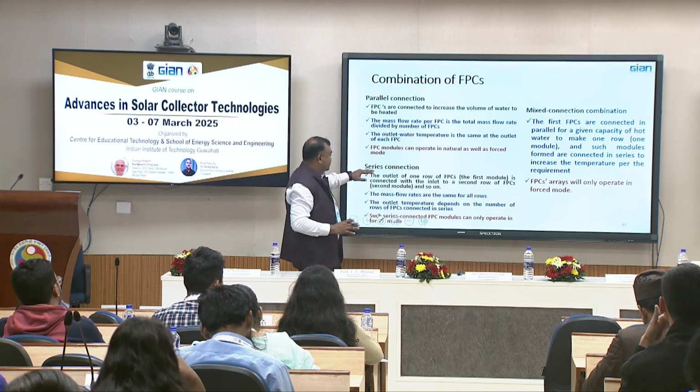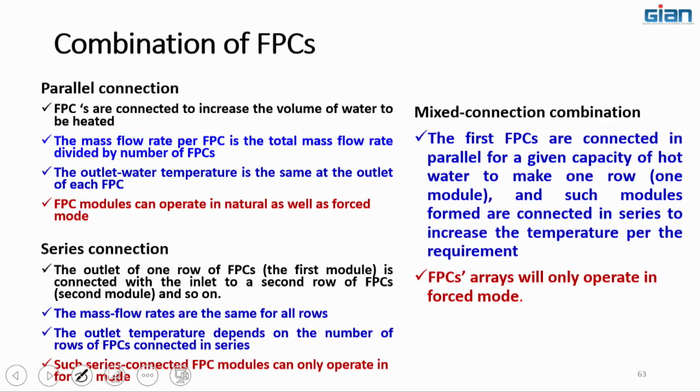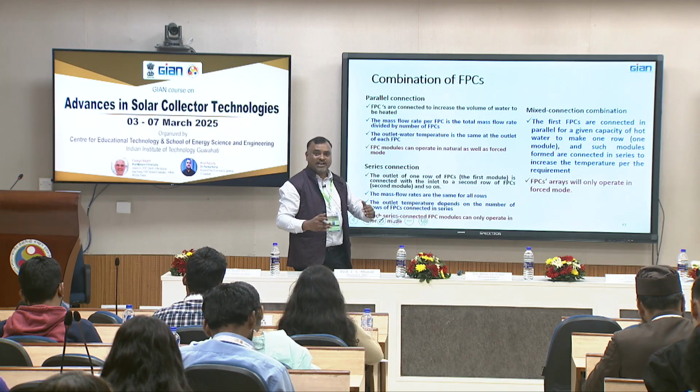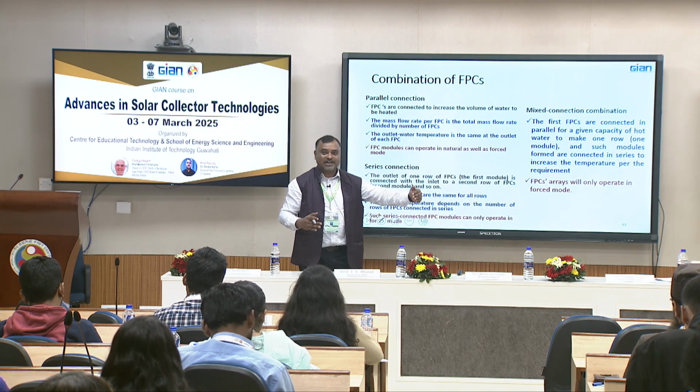But in the case of series connection, the outlet of one row of FPCs is connected to the inlet of the second row, and that way it will go on. While doing so, mass flow rates are the same for all, and the outlet temperature actually increases. So, in series connections you are increasing the outlet temperature, in parallel you are increasing the mass flow, right.